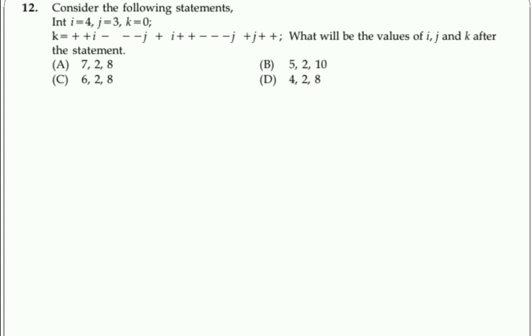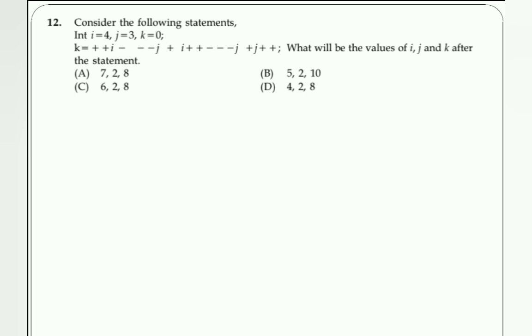Consider the following statements. Int i equals 4, j equals 3, k equals 0, and given the expression for k, we need to find out the values of i, j and k after this expression. Actually, if you run this same code in a C programming environment, it will give undefined behavior. It depends on the compiler, and there is absolutely no guaranteed answer here. But if you calculate it manually, the answer will be like this.